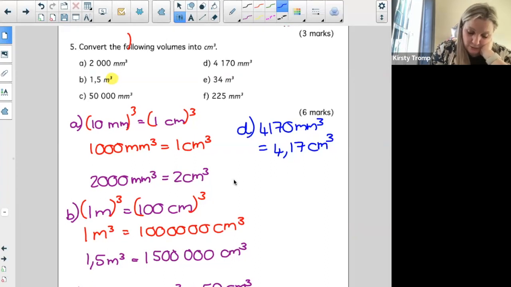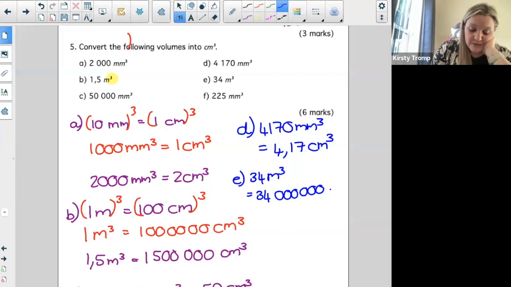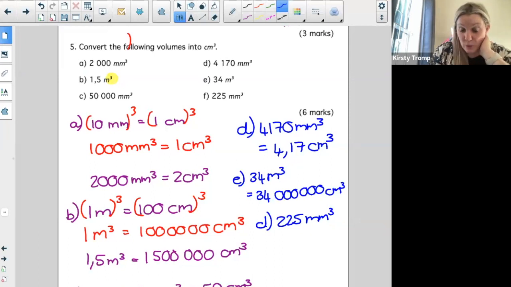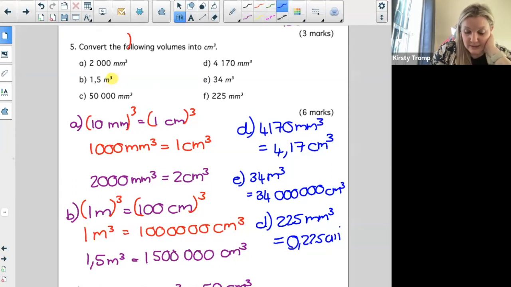For E, I've got 34 meters cubed, which means I'm going to have 34 and then 1,000,000 centimeters cubed. And finally, for F, 225 millimeters cubed, I need to divide it by 1,000. And when I divide it by 1,000, I get 0,225 centimeters cubed.